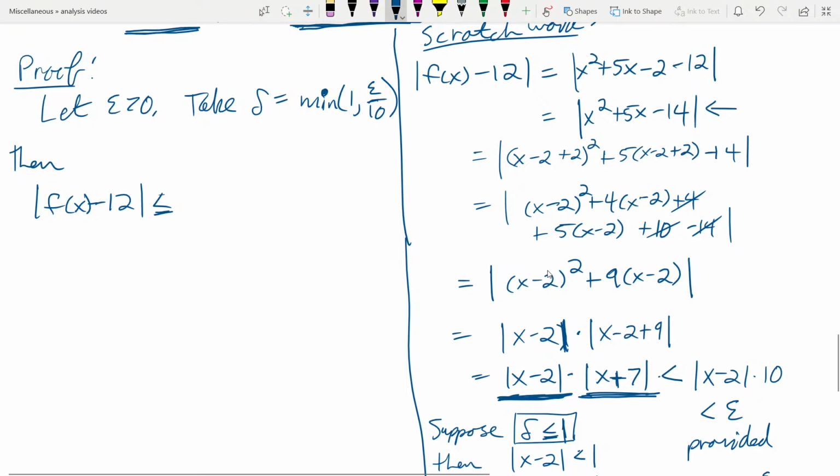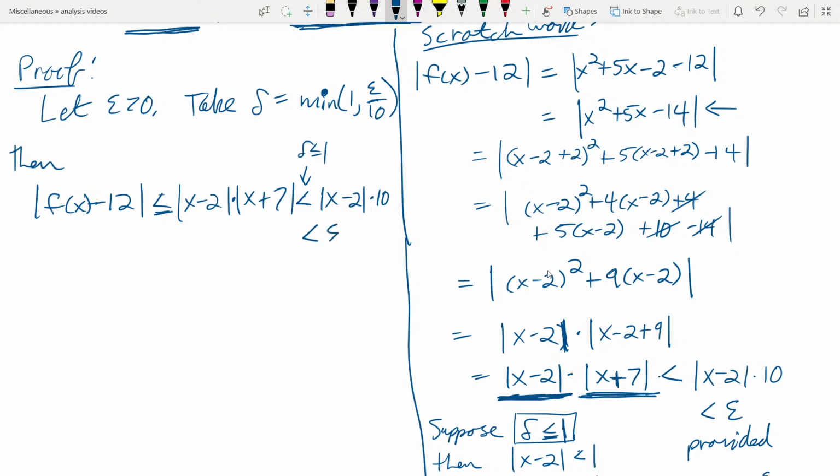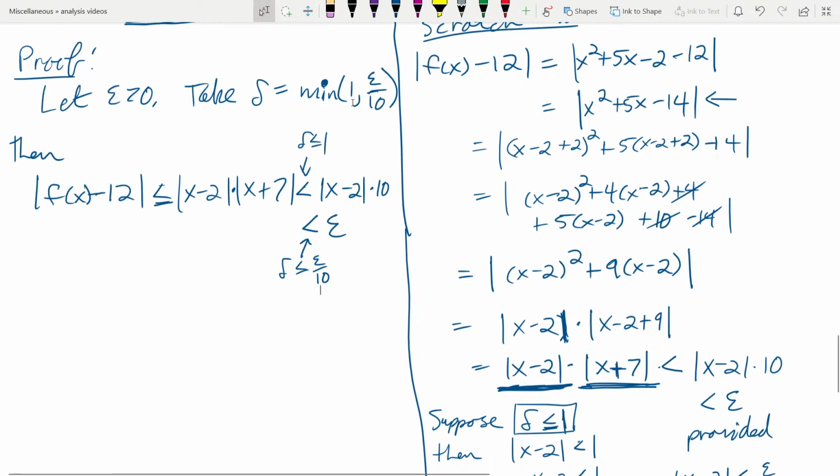Everything up to this part follows through regardless of any assumptions on delta. But to go from here to here, this is where we require delta less than or equal to 1, and finally to go here, epsilon, we require delta less than or equal to epsilon over 10. So in order to put the last couple steps on the chain of inequalities, we need both of these conditions on the delta.